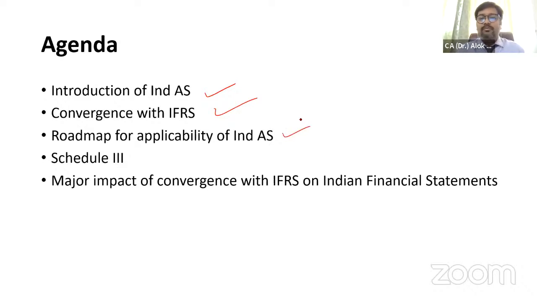The third agenda will be the roadmap for applicability of Ind AS. In India there are two kinds of accounting standard. One is AS, the accounting standard, and the second one is Indian accounting standard. We need to understand on which set of entities Ind AS is applicable and on which set of entities AS is applicable. So it is important to understand the roadmap for applicability of Ind AS.